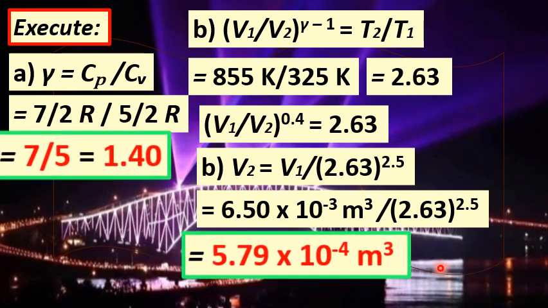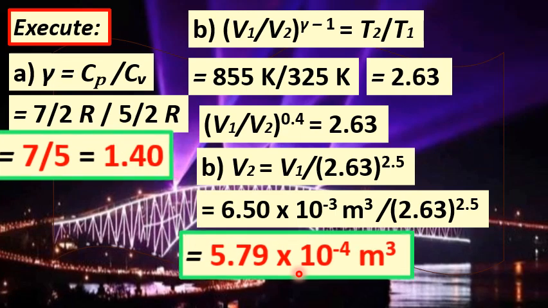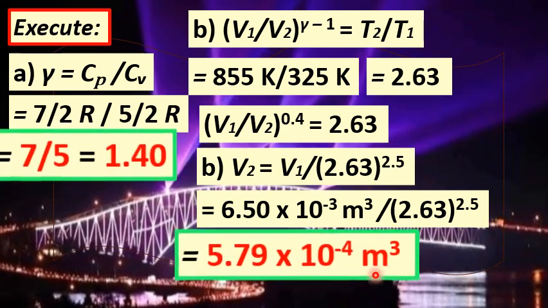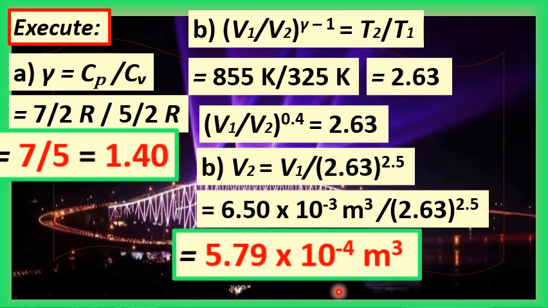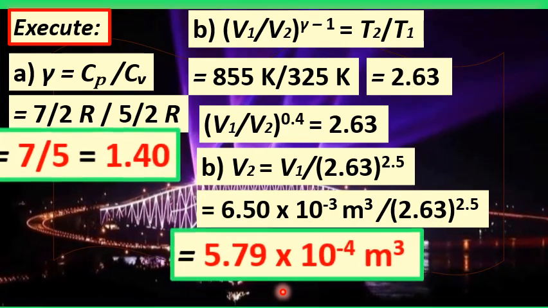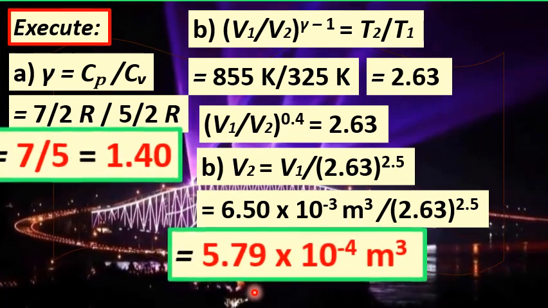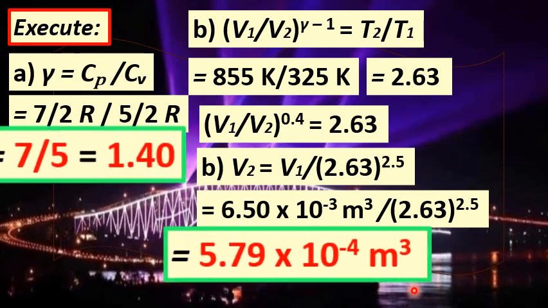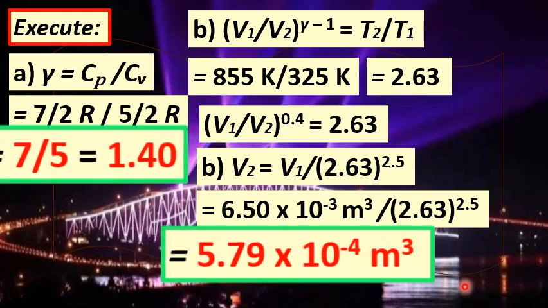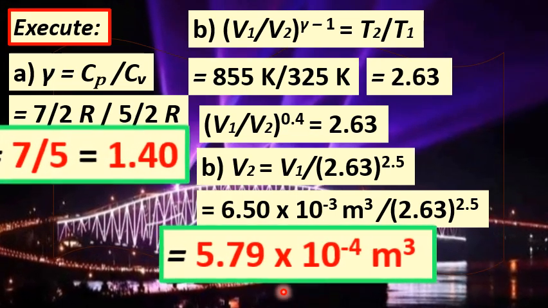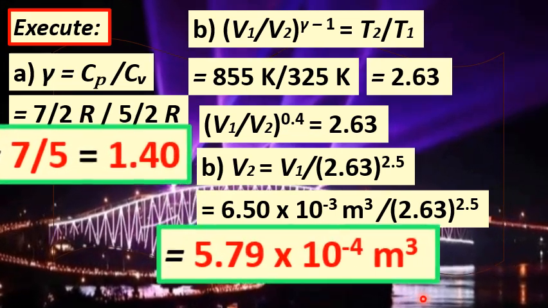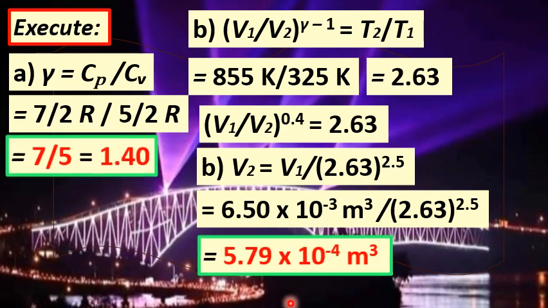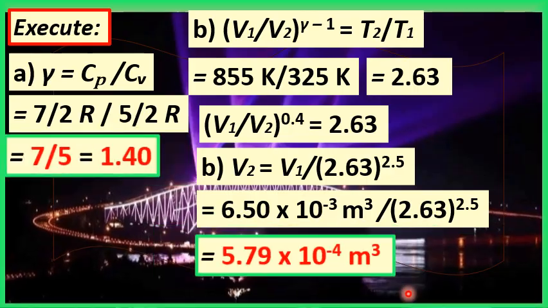So, as you can see, this volume V sub 2 is lower than the initial volume V sub 1. Because in this question, we are talking about the process of compressing the gas. So when the gas is compressed, we expect its final volume to be less than the initial volume.